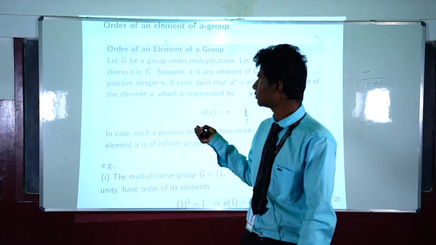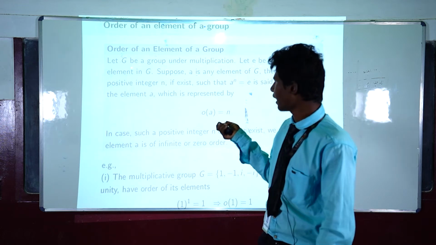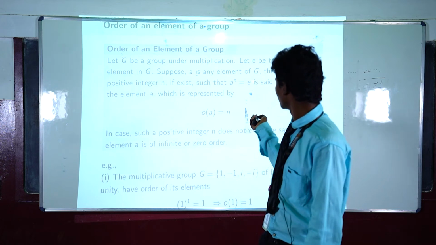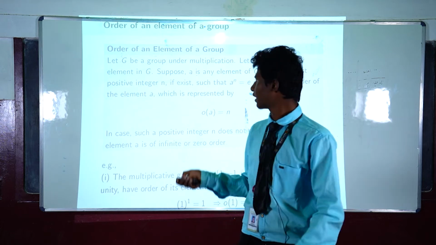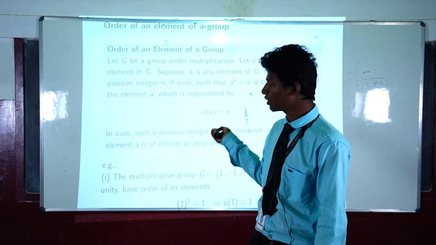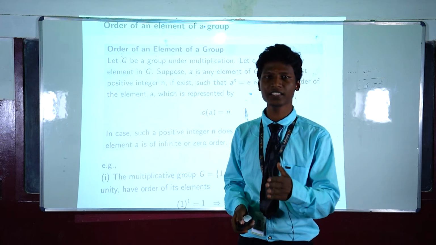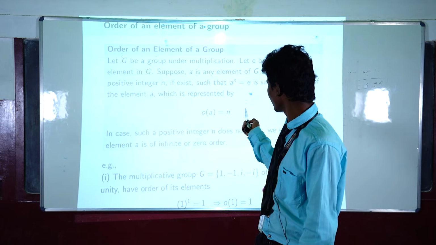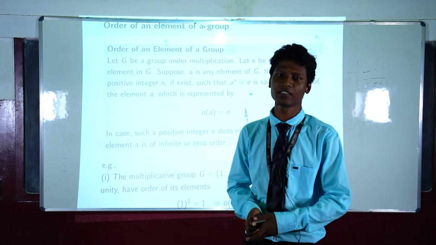Let G be a group under multiplication. Let E be the identity element in G. Suppose I take an element A in G. Then the least positive integer n, and this is an important point, if there exists an A not equal to E such that A power n equals E, then that n is called the order of A.